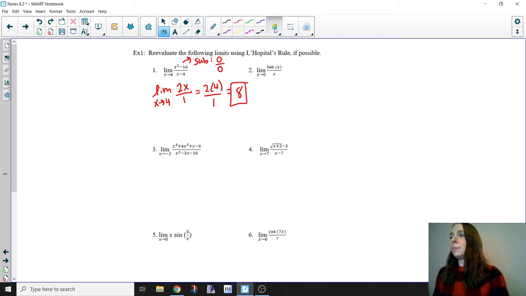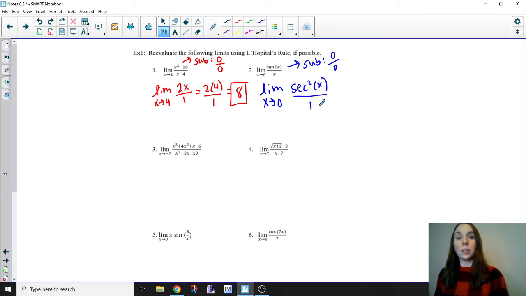Let's try another one. I'm kind of mixing up my colors here. I'm sorry. Okay, again, whenever we used substitution, we did get 0 over 0. And so we know that we can definitely apply L'Hopital's rule. Keep the limit the same. Take the derivative of the numerator. The derivative of tangent x is secant squared of x. Take the derivative of the denominator. The derivative of x is 1. And substitute 0 in for x. What do you get from that? Well, okay, secant is 1 over cosine, right? So 1 over cosine of 0 is 1. 1 squared is still 1. That was the answer to number 2 that we got earlier, right? But this time we got it using L'Hopital's rule.